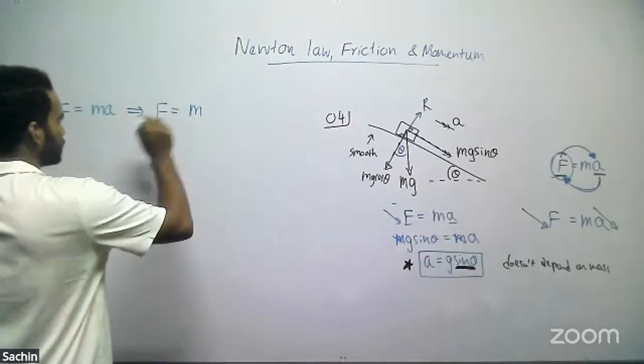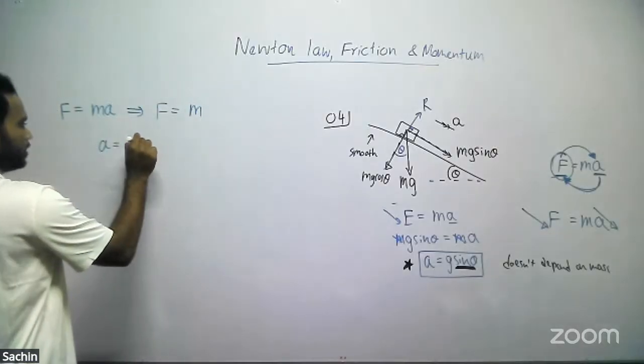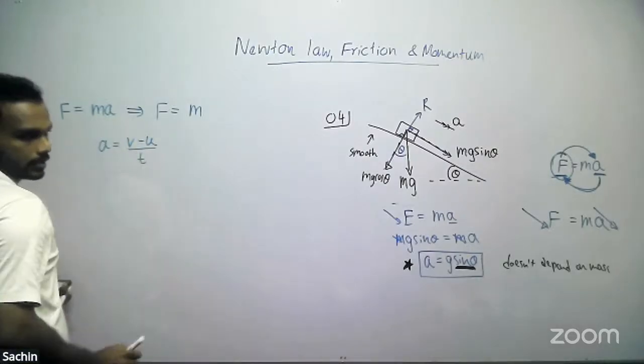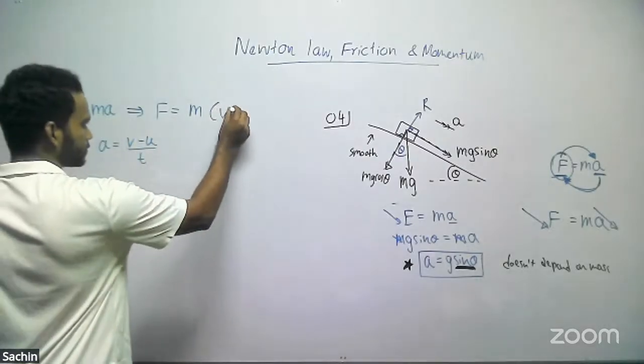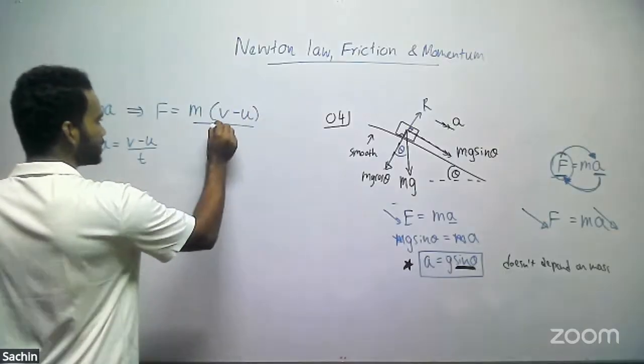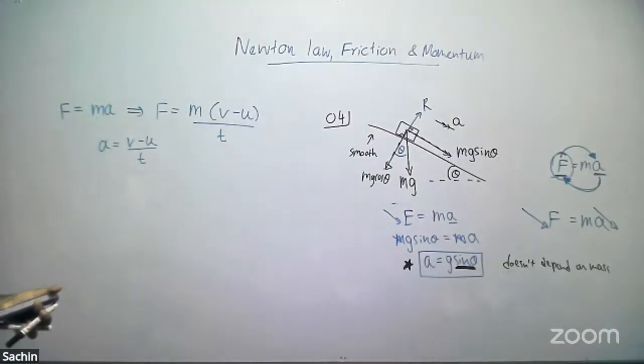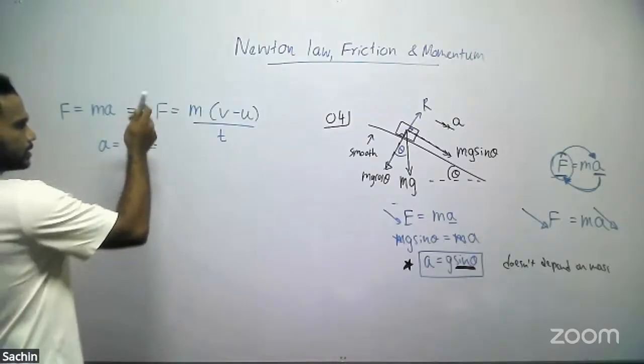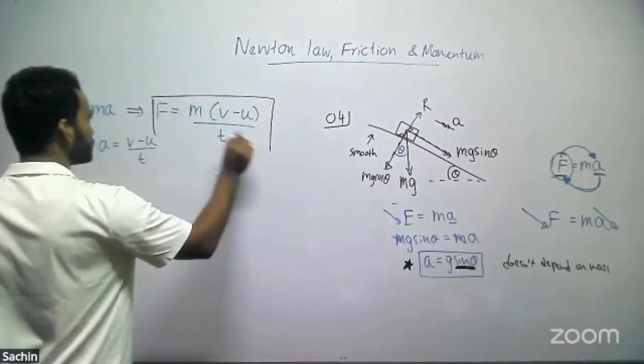Acceleration is equal to v minus u over t. So I can modify this equation like this. Sometimes we are applying F equal ma like this. This is one variant.